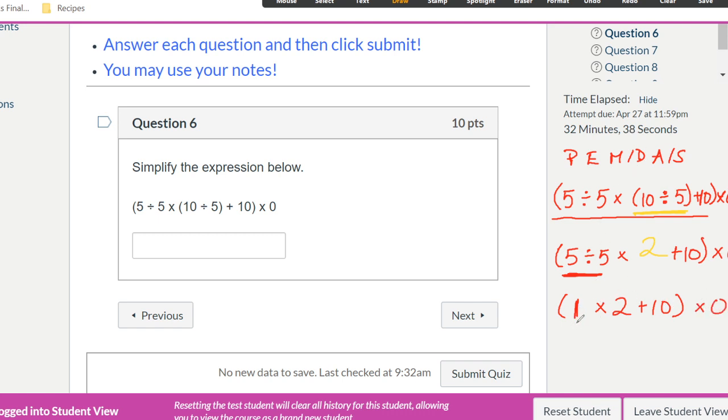In the parentheses, there's a multiplication division that shows up now. It's 1 times 2. That's going to be 2 plus 10 times 0. We're still inside the parentheses, but there's no more multiplication division. There's addition, subtraction. So we know 2 plus 10 is going to be 12. And then we can take that out of the parentheses finally. And then 12 times 0. And the answer is going to be 0.